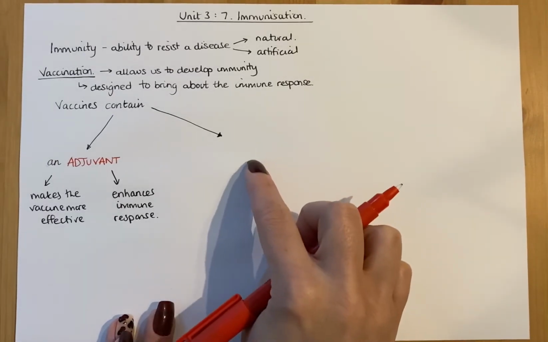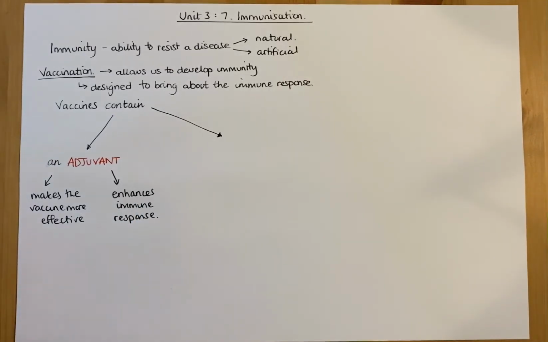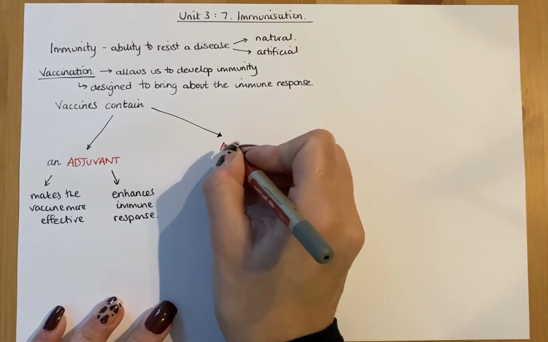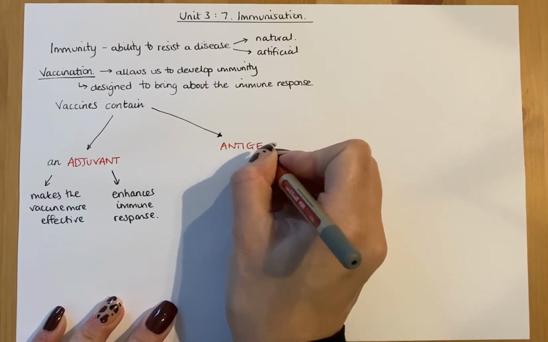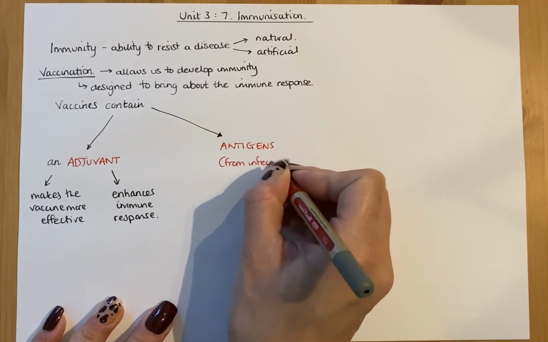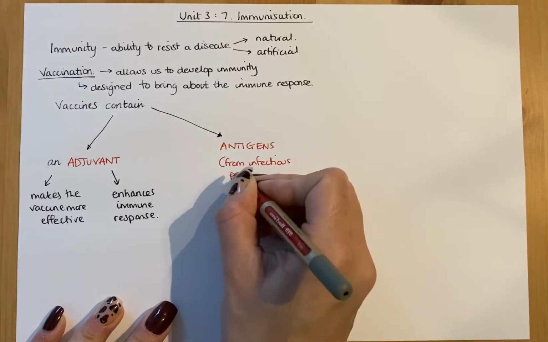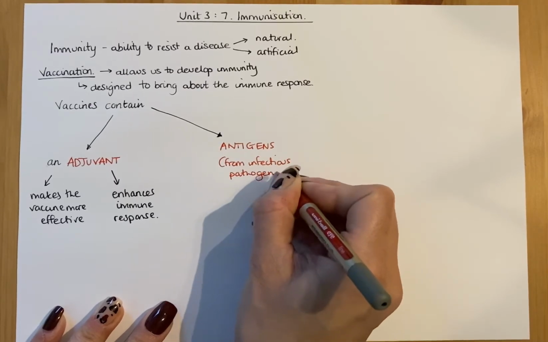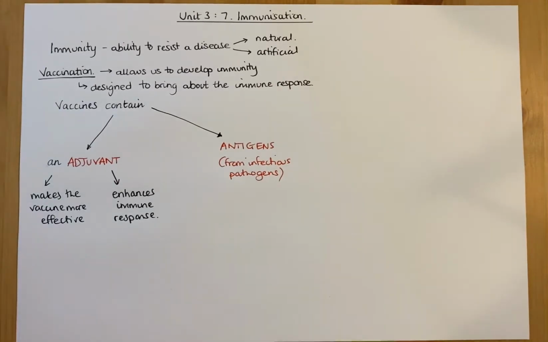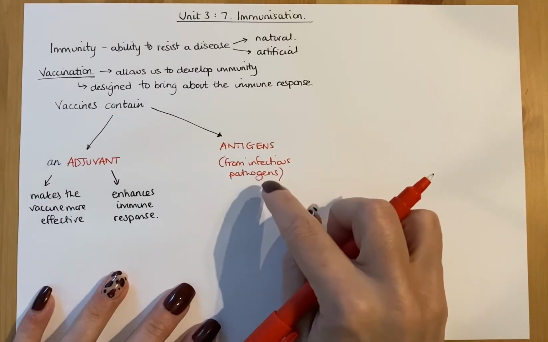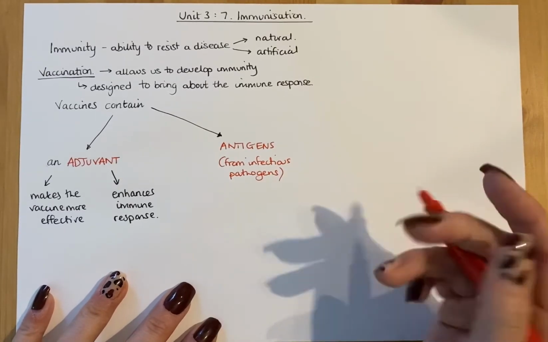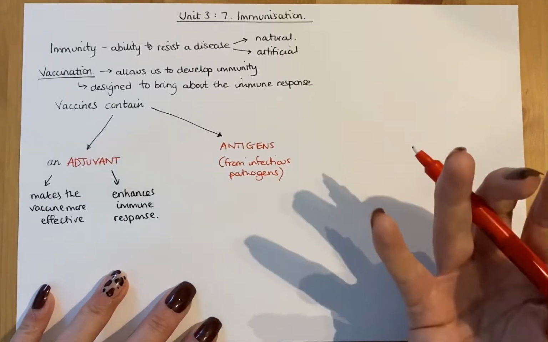Now the second part that's really important, and without this you would not be able to develop immunity, is that it contains antigens from infectious pathogens. As a reminder, remember that antigens are those proteins on the surface of any pathogen. Antigens are the things that your body recognises as being foreign. So without those antigens, this vaccine wouldn't work, because the antigens are the thing that tell your body that this is foreign and you need to attack it.